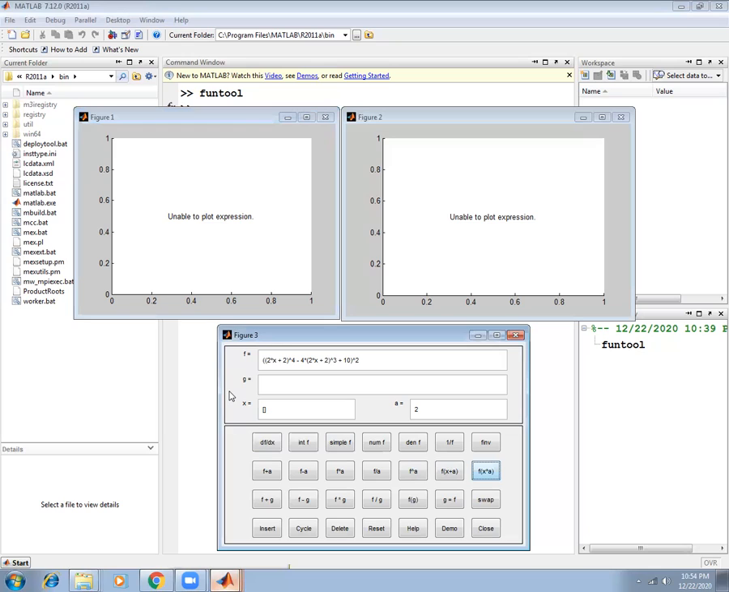The Funtool is a graphical calculator that uses symbolic representation of functions and finds different representations like derivative, integral, addition of two functions, subtraction of two functions, etc.